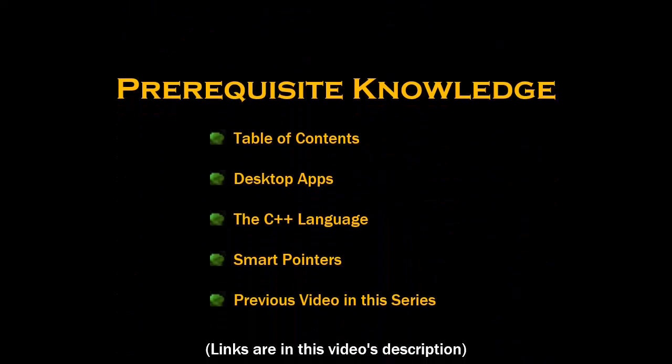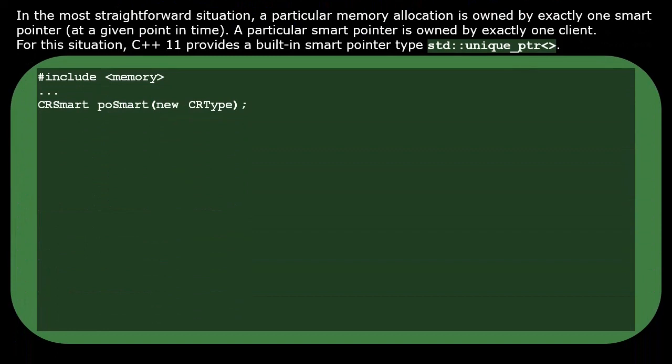Before proceeding, make sure that you have already watched these other videos first. In the previous video, we illustrated the general form of a smart pointer this way, where the smart pointer variable, POSmart, is being given ownership over a dynamically allocated object. By ownership, we mean that now this smart pointer is responsible for deallocating that object's memory at the appropriate time.